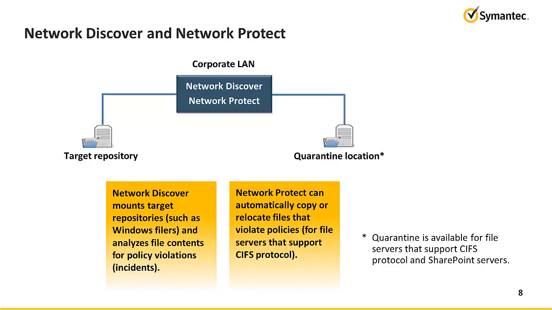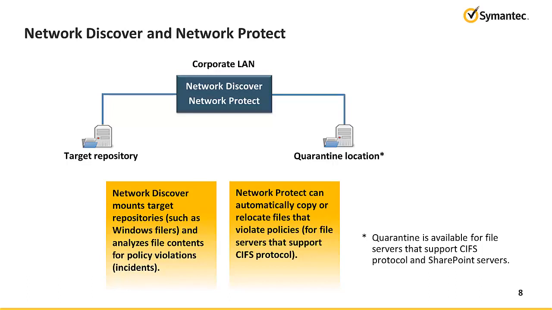In this figure, the Discover server mounts a remote file system, reads the files it contains, and inspects them for violations. Using the Network Protect functionality, it then copies or quarantines confidential files found in the scan. The types of file repositories Network Discover can scan includes any file system accessible from Windows or Linux, including CIFS, SMB, NFS, Novell, and others.